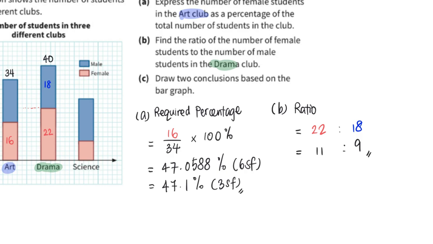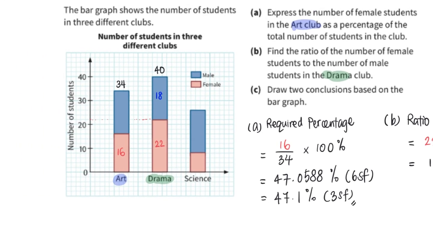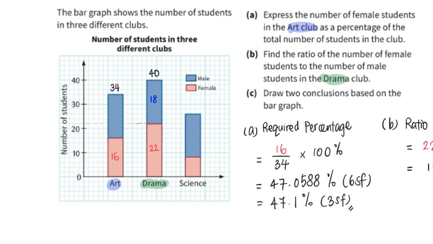And the last part C, draw 2 conclusions based on the bar graph. So let's go over to the bar graph and see what conclusions we could actually see. From here, we see that drama actually has the highest number of students, which is 40, as compared with art and science. That's the first conclusion, okay.